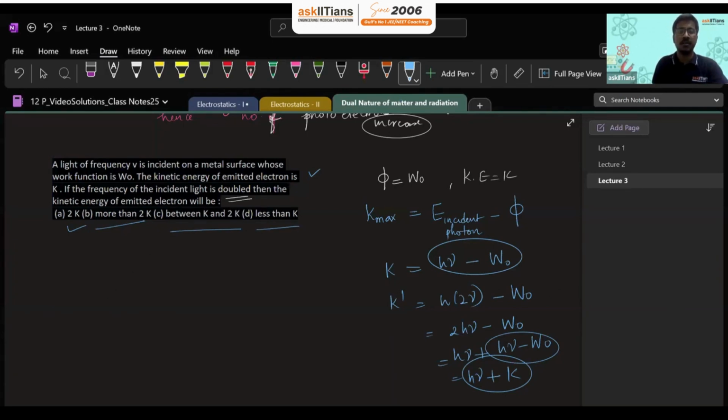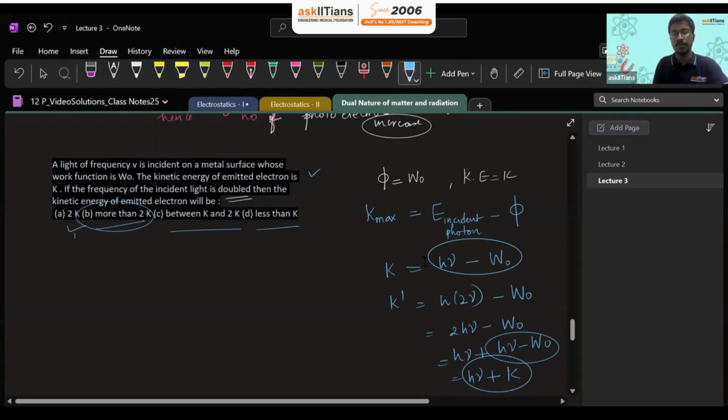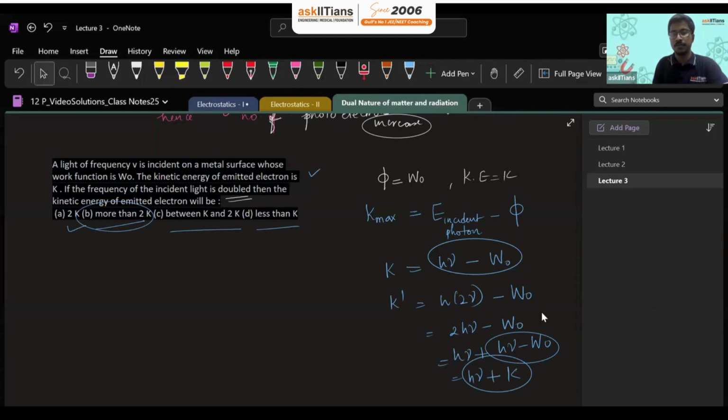Is it less than 2K? What do you think? There is an option which is more than 2K, but there is also an option for between K and 2K. What do you think about it? To understand whether it should be greater than 2K or between K and 2K, we will have to convert this h nu in terms of K. So that's what we will have to do.